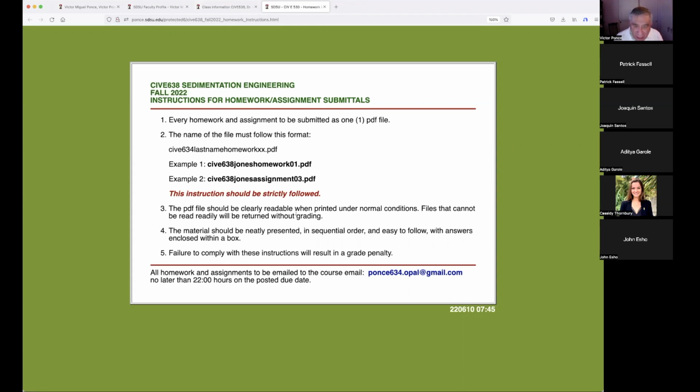The PDF should be clearly readable when printed under normal conditions. In the past, I've had people send me their PDF and I can't read it, or I have a lot of trouble reading it. I don't want that to happen again. So files that cannot be read readily will be returned without grading. The material should be neatly presented in sequential order, easy to follow, with answers enclosed within a box.